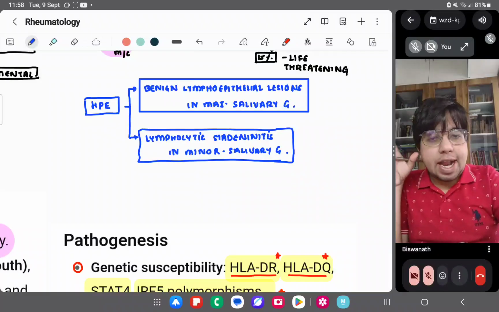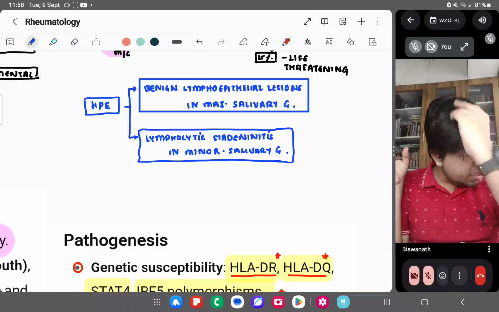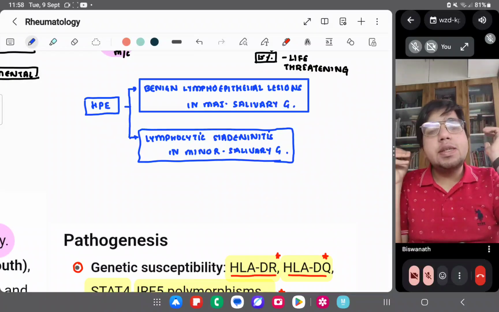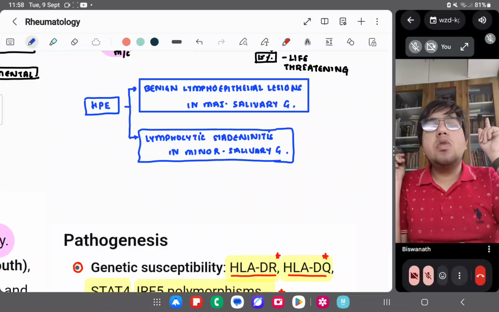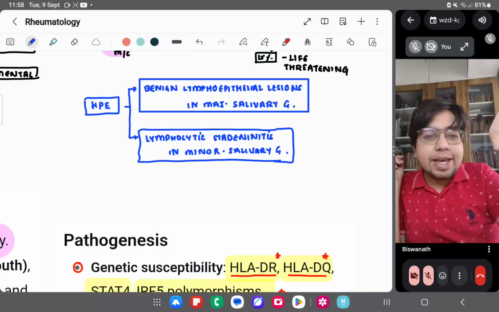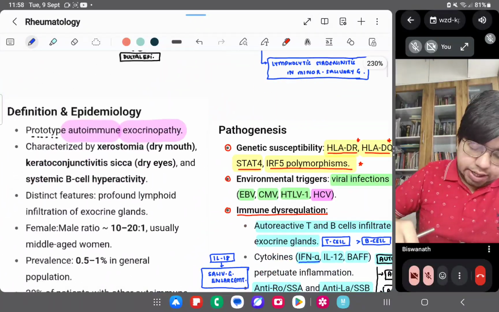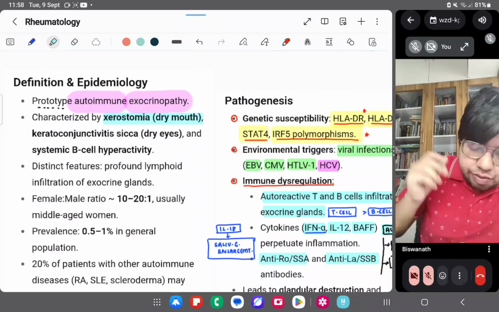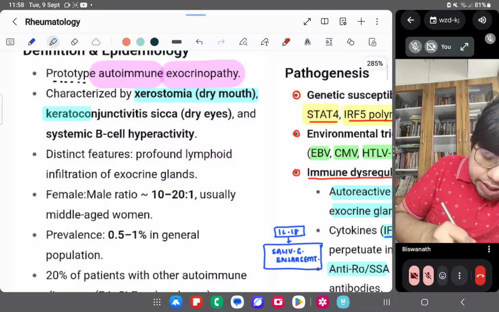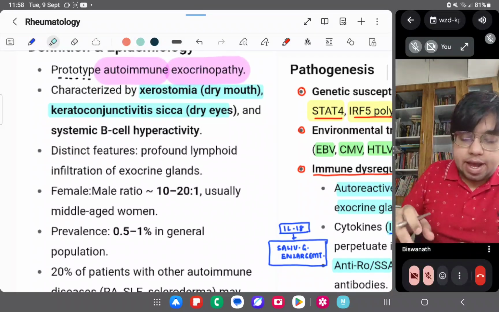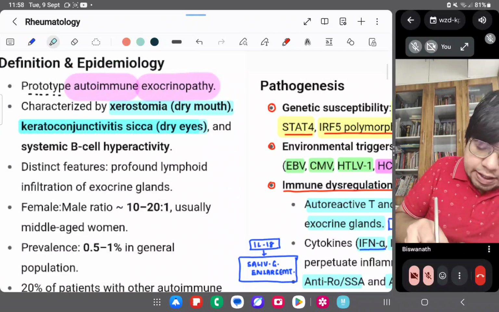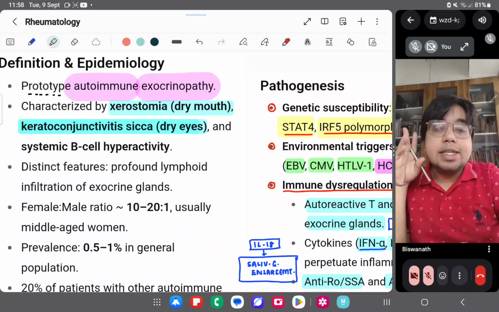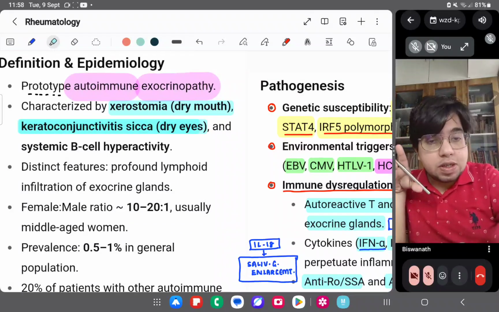We have a glandular Sjogren's and an extraglandular Sjogren's. First, let's discuss the glandular Sjogren's. The first feature you commonly say is dry eyes. It is characterized by dry mouth, that is xerostomia, and keratoconjunctivitis sicca, that is dry eyes. This dry eyes is very, very non-specific.